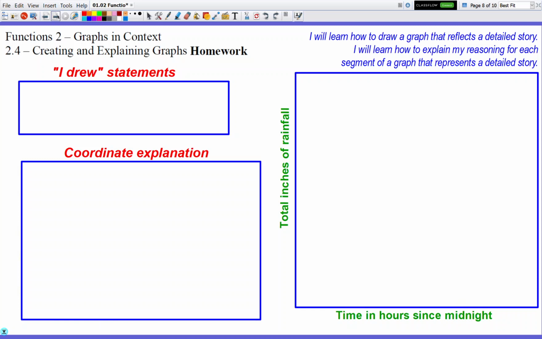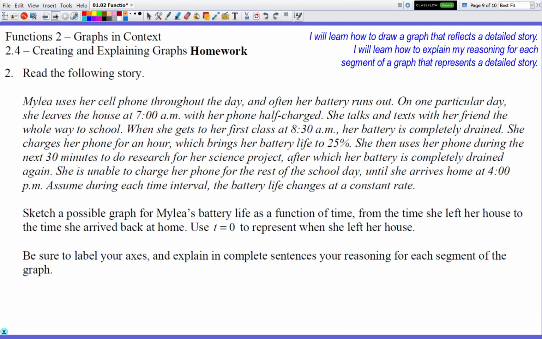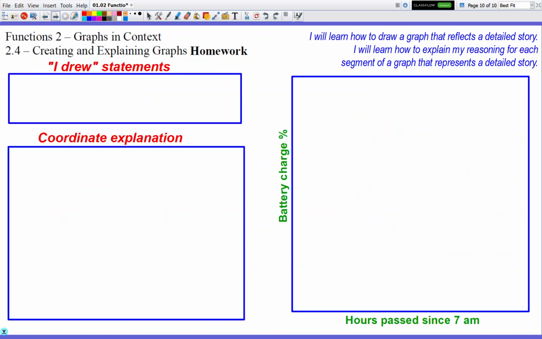All right. Okay, and then your second problem is a totally different story. It's a story about your phone being used and charged throughout the day or something like that. So your labels for your x and y-axis are going to change totally. Notice how it's not about rainfall for your y-axis. It's battery charge percent. And notice how your x-axis is labeled hours past since 7 a.m. So this is where you really got to be careful. This is what I told you guys about, right?